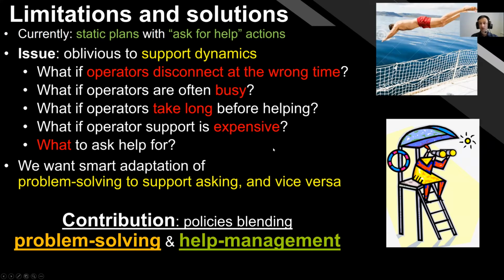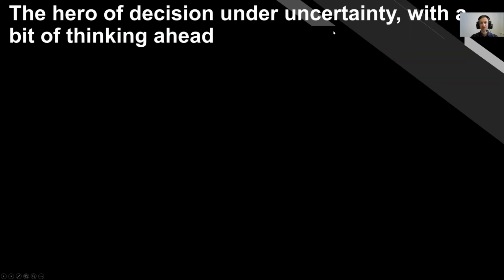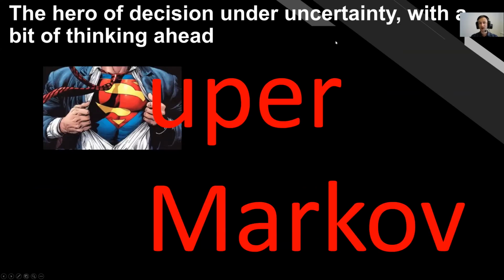So the contribution that we make in this paper is how to automatically generate policies that blend problem solving and health management at the same time, and to find some kind of hybrid policies that make the best use of both. And of course, the hero of decision making under uncertainty and a bit of thinking ahead is the Markov decision process, which is going to be the core framework that we rely on.